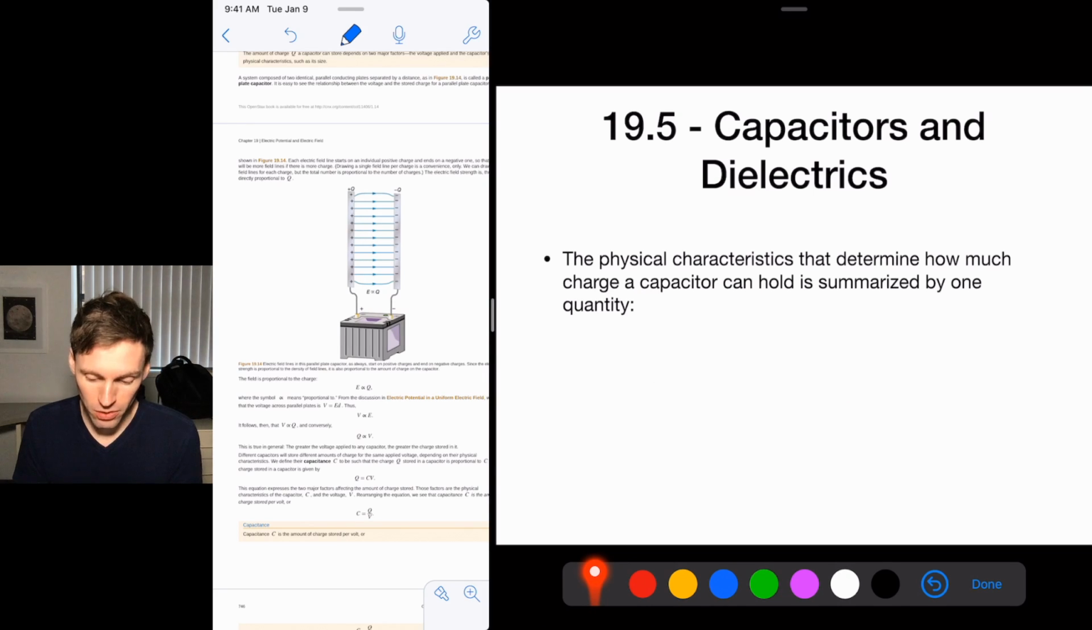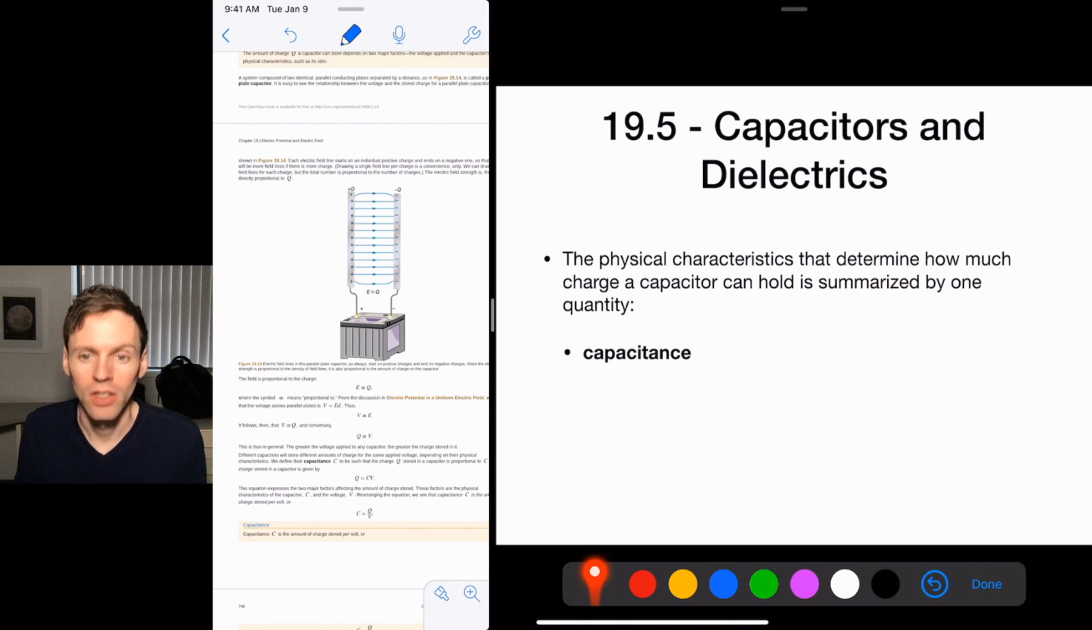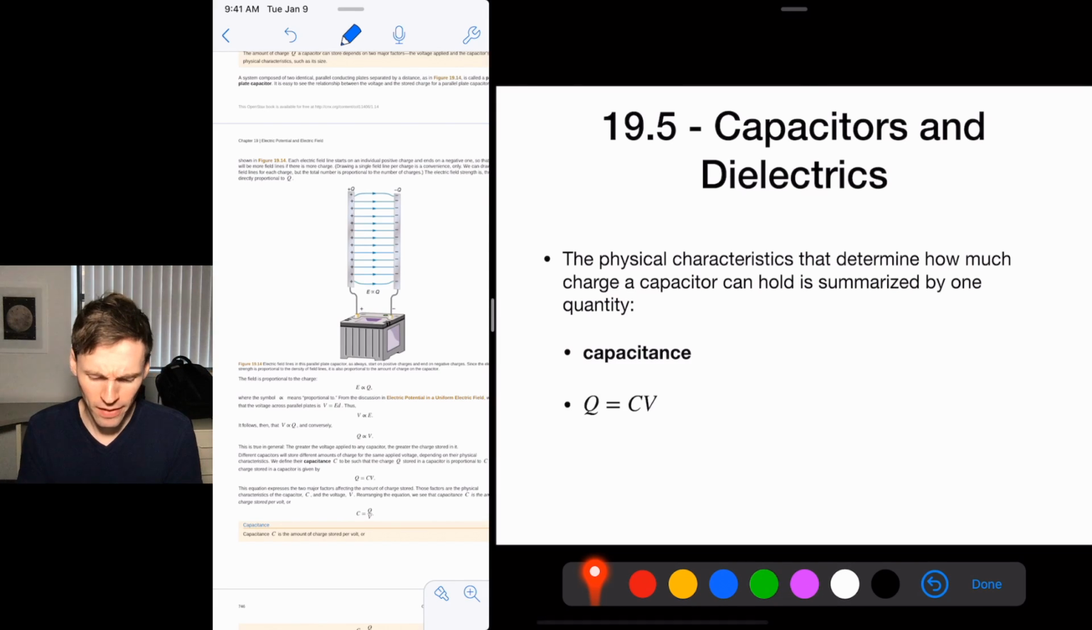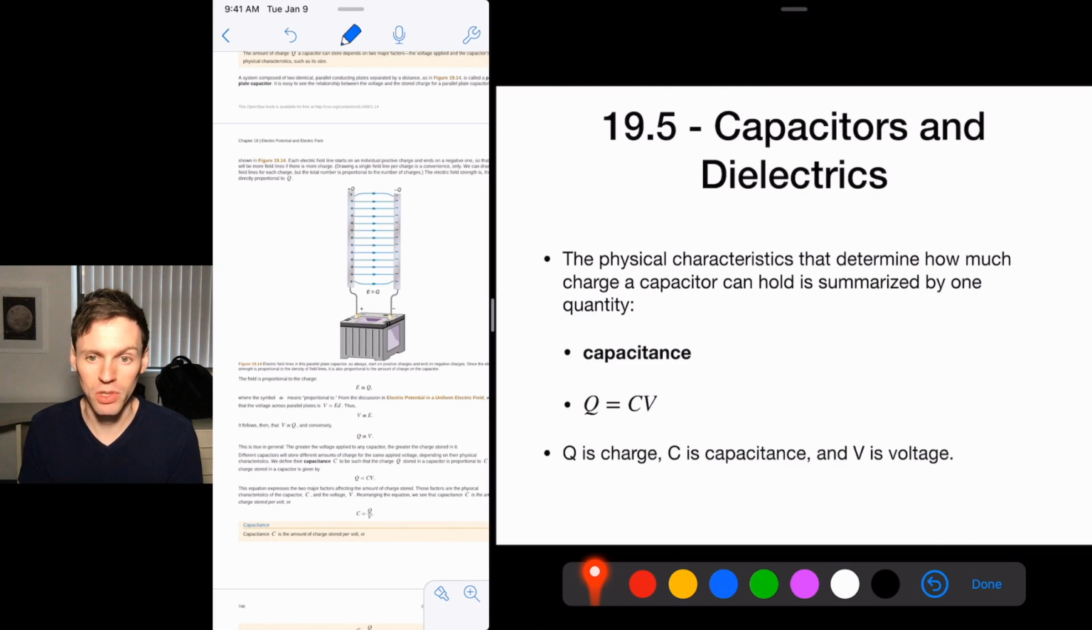The physical characteristics that determine how much charge a capacitor can hold are summarized by one quantity called the capacitance. So when you buy a capacitor, you don't need to measure its physical properties. You can just look at its advertised capacitance, okay? The capacitance is this value C, and C relates the charge it can hold to the voltage you apply to it. If you apply more and more voltage, you get to hold more and more charge. And for 1 volt, how much charge you get depends on the capacitance, and the capacitance depends on its geometry.